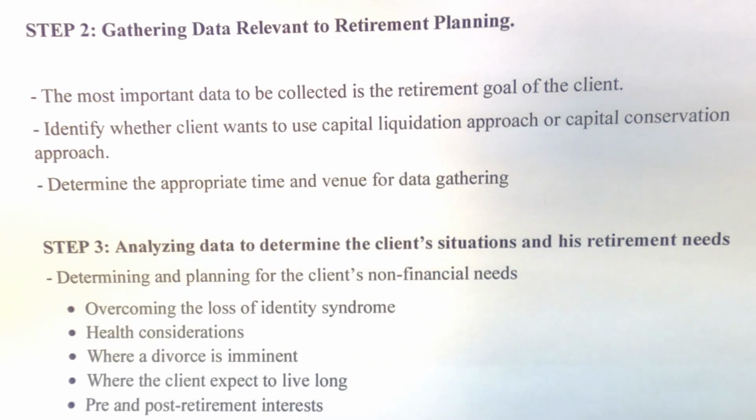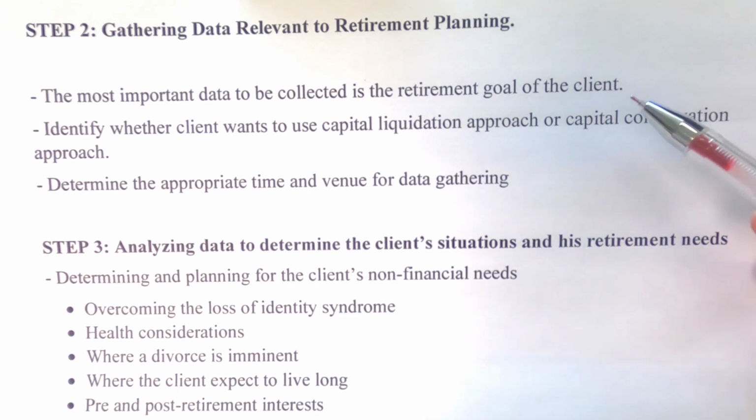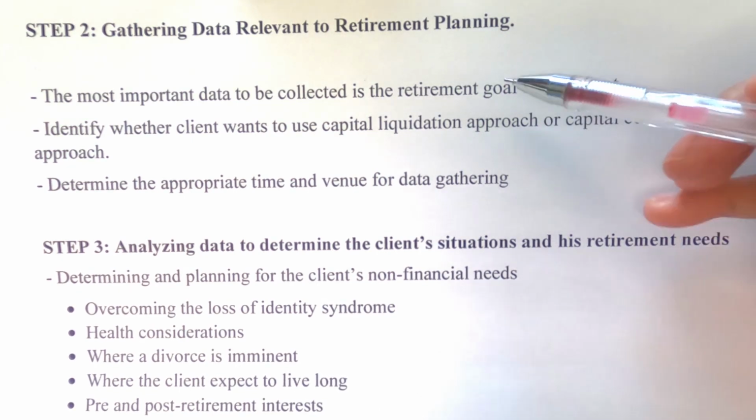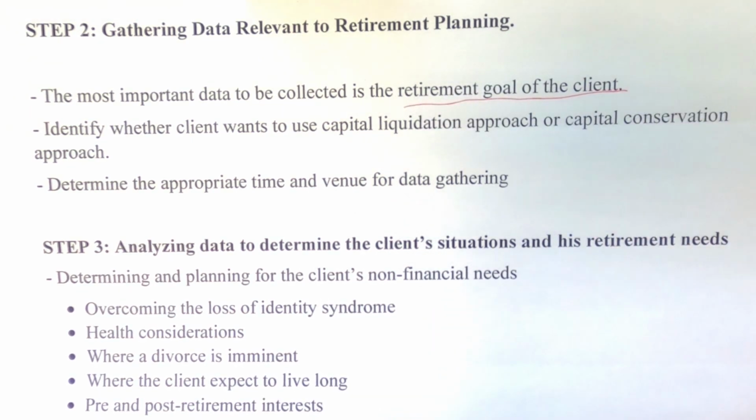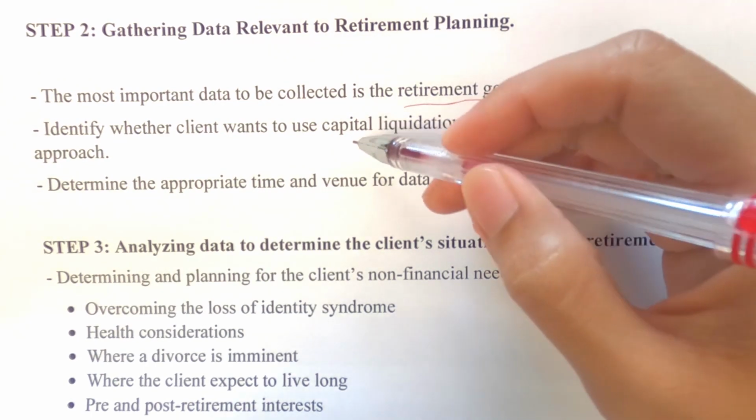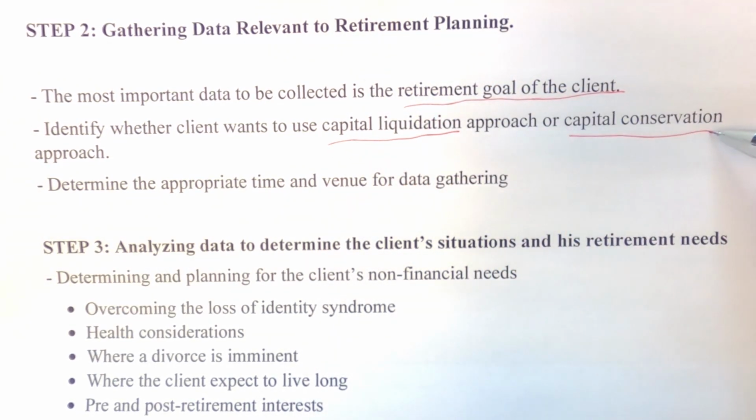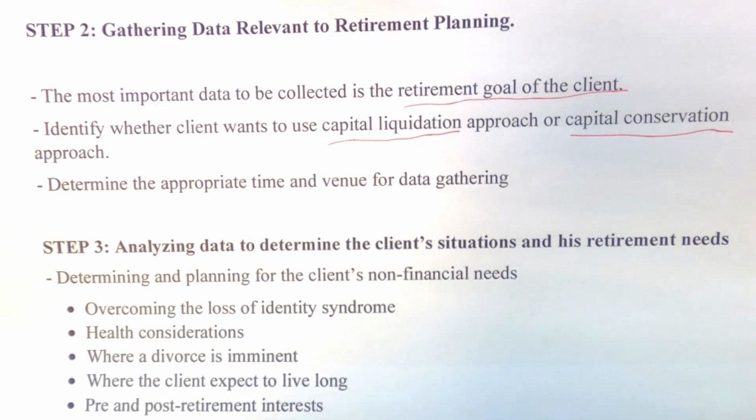Step 2 is about gathering data relevant to retirement planning, and the most important data to be collected is the data related to the retirement goal of the clients. It is important to identify whether the client wants to use capital liquidation or capital conservation. We are going to look at both later on, as well as determine the appropriate time and value for data gathering.